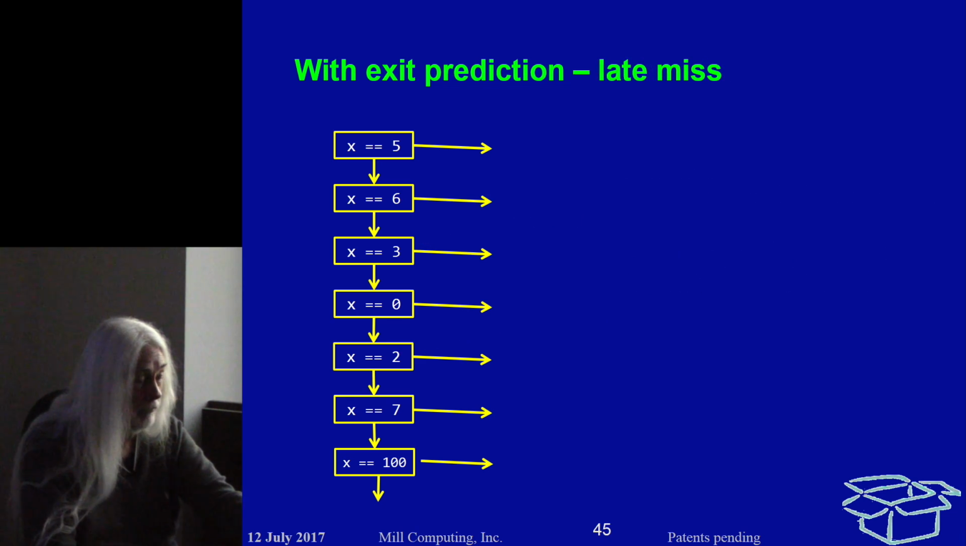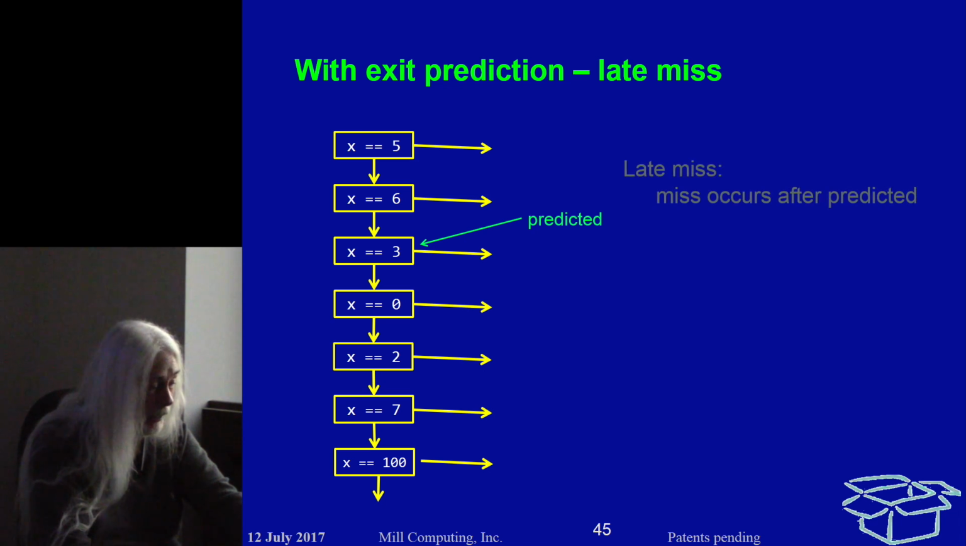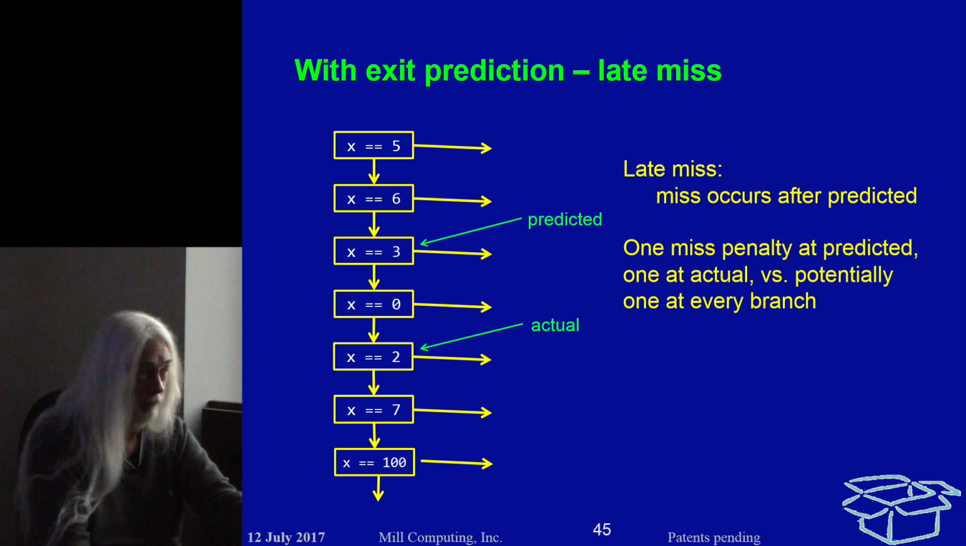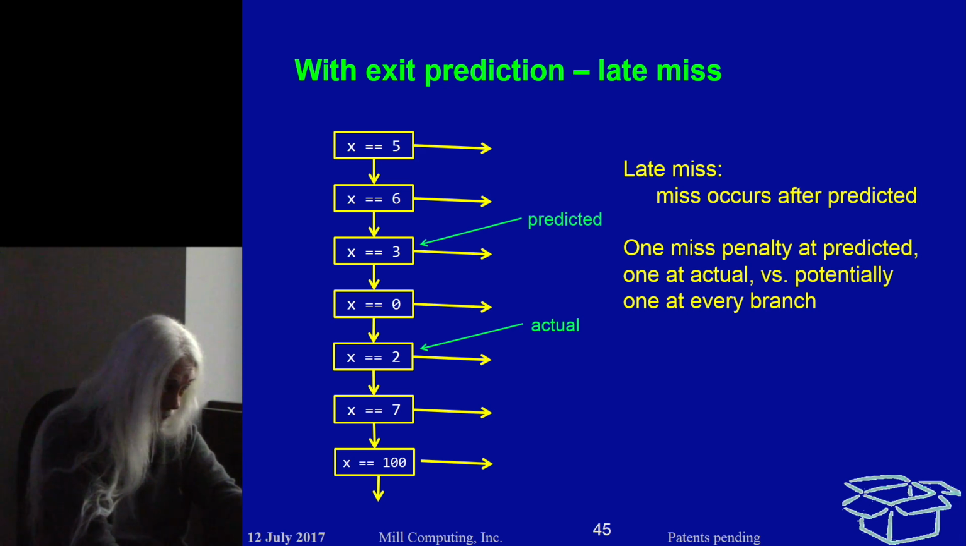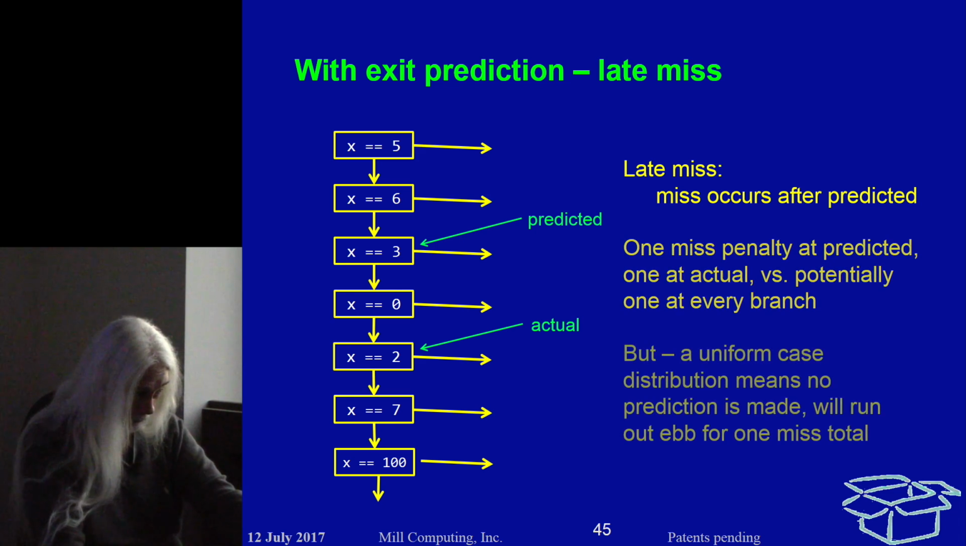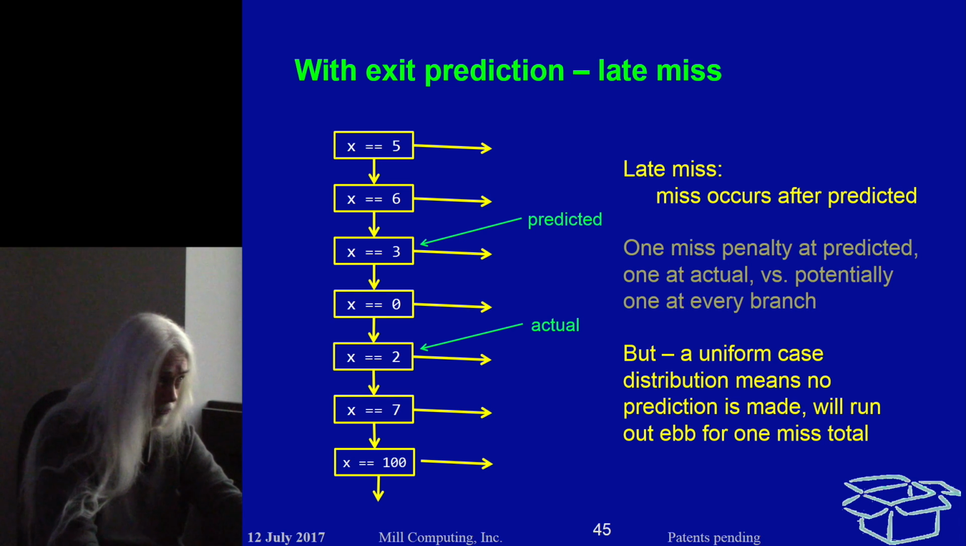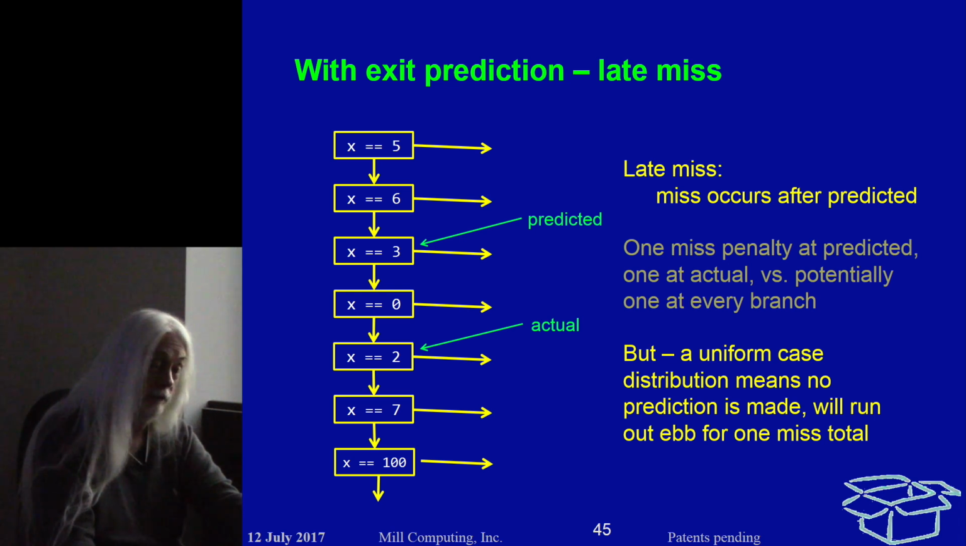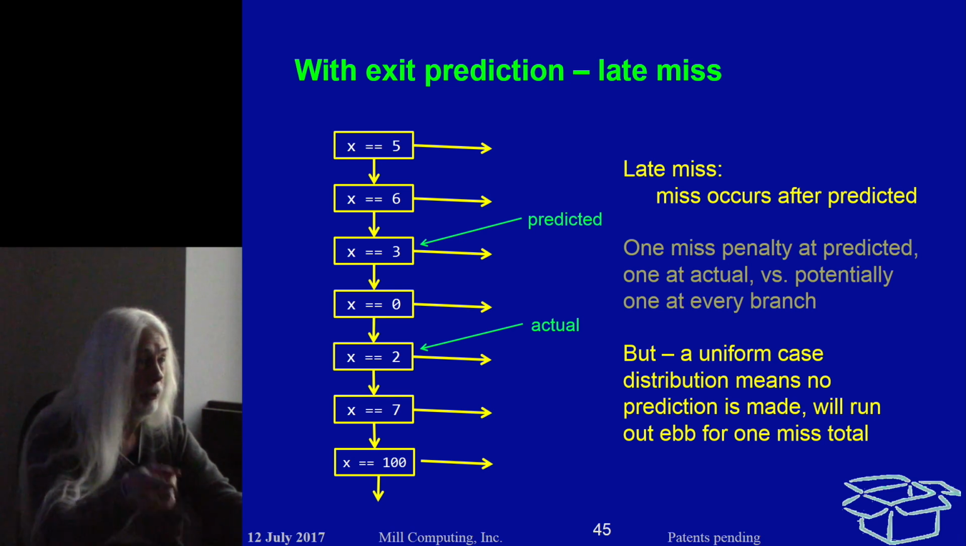If, on the other hand, we have a late miss, that is, we predict ahead of where the actual exit is, then we will miss once at the predicted point, because we'll have sent ourselves down to a target that we're in fact not going to. We have to reset ourselves, get back on the chain, and then we will miss again when we get to the real one. However, when there's a uniform case distribution, there's no obvious winner. That is, the predictor can say, oh, for this EBB, there's just no telling. It's going to leave anywhere, we don't know. And it will throw up its hands and simply say, do the whole thing. That is, it will predict that it will exit at the bottom. And that means that obviously, if we exit before the bottom, we will miss, but we only have one miss.